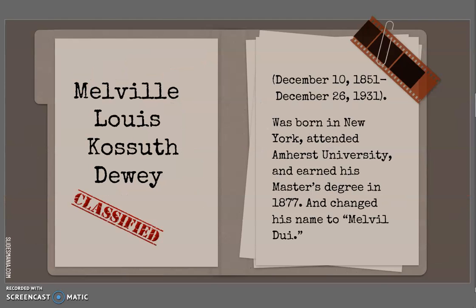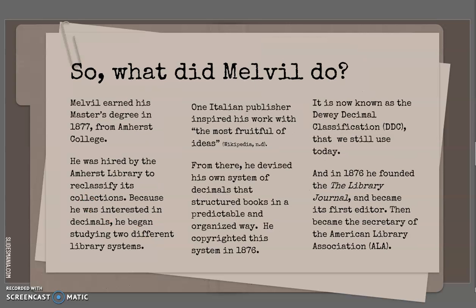Melville Lewis Kossuth Dewey, born December 10, 1851, passed December 26, 1931. Was born in New York, attended Amherst University, earned his master's degree in 1877, and then changed his name to Melville Dewey. So what else did Melville do?